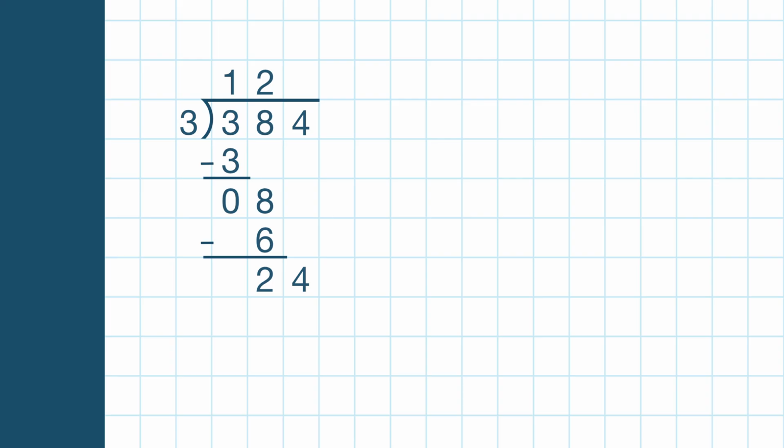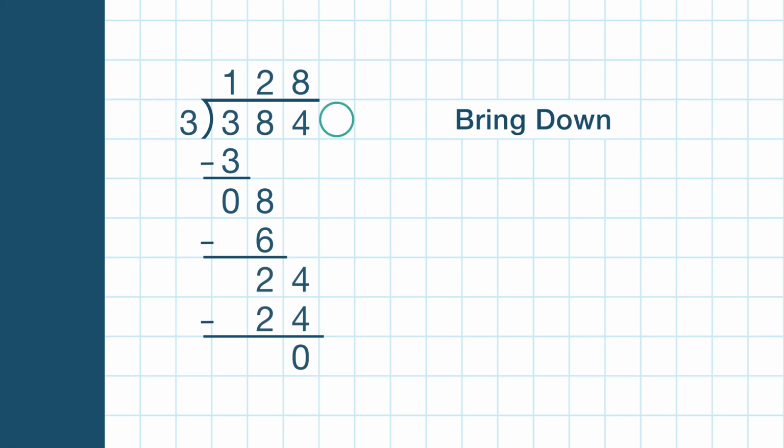Repeat the steps one more time. Divide. 3 goes into 24 8 times. Write the 8 above the 4. Multiply. 8 times 3 equals 24. Subtract. 24 minus 24 equals 0. There is nothing left to bring down. The answer, or quotient, is 128.